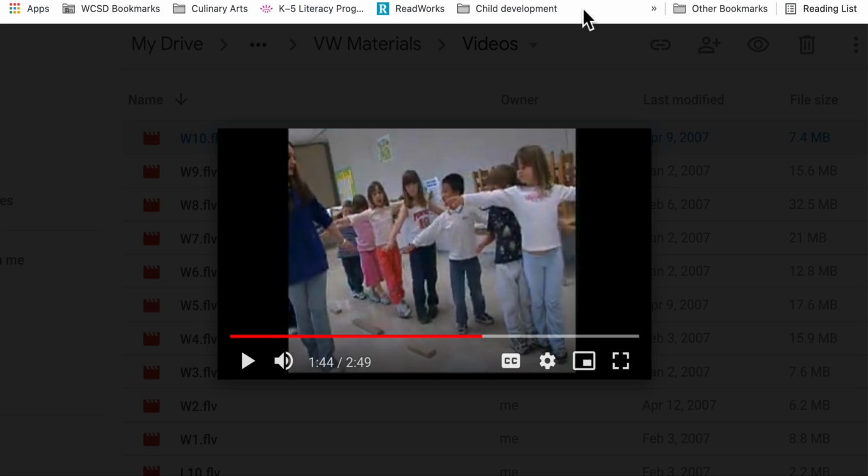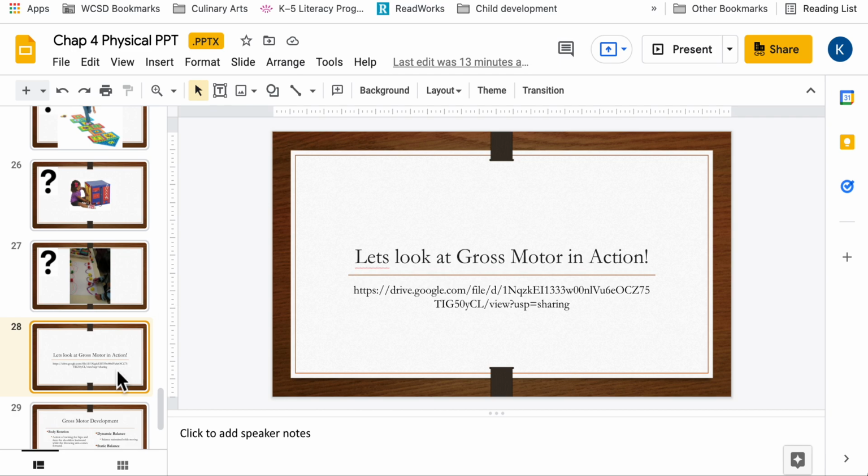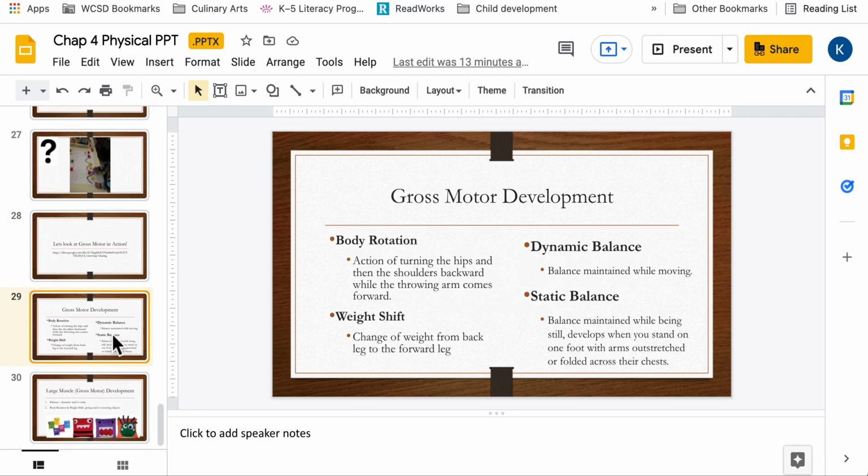And that leads us into the next part of our day, which is going to be to find some activities to help them develop these gross motor skills that we're wanting them to achieve. So keep in mind, we've got body rotation, weight shifting, dynamic balance, static balance. All of this is in your notes, okay?